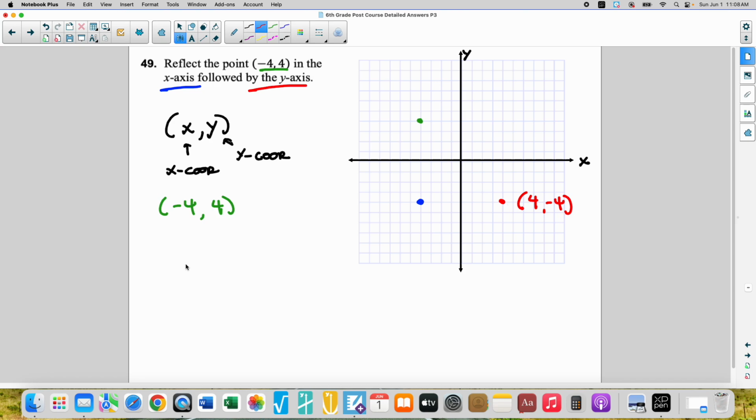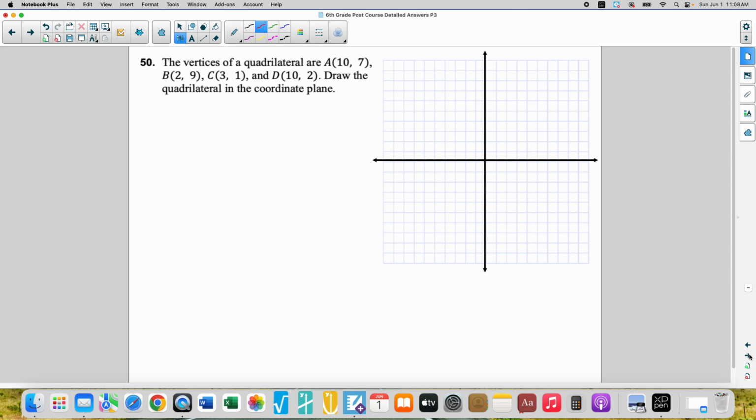I like reflections. I love coordinates. Coordinates are fun. Reflections are fun. Rotations. Those are all transformations.